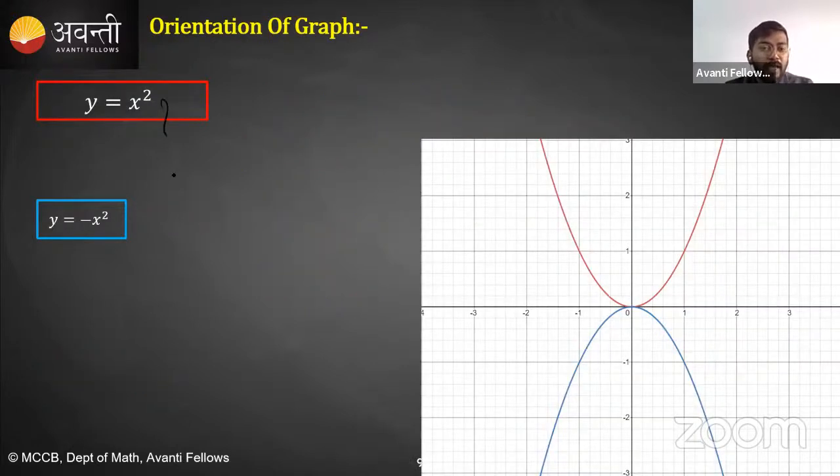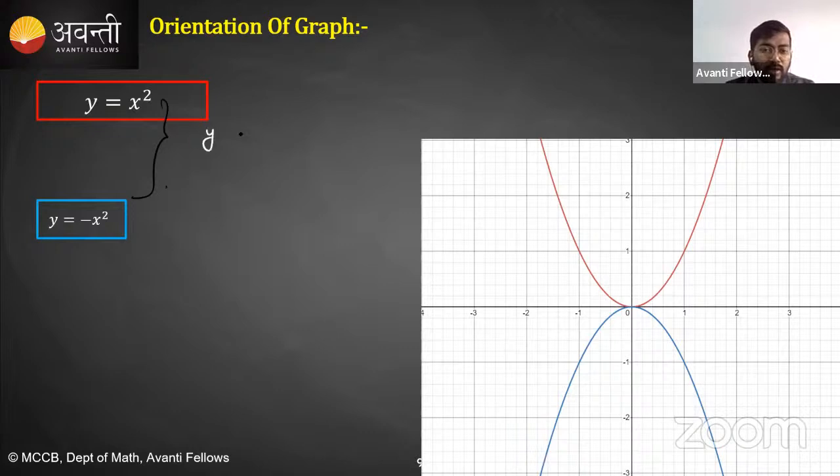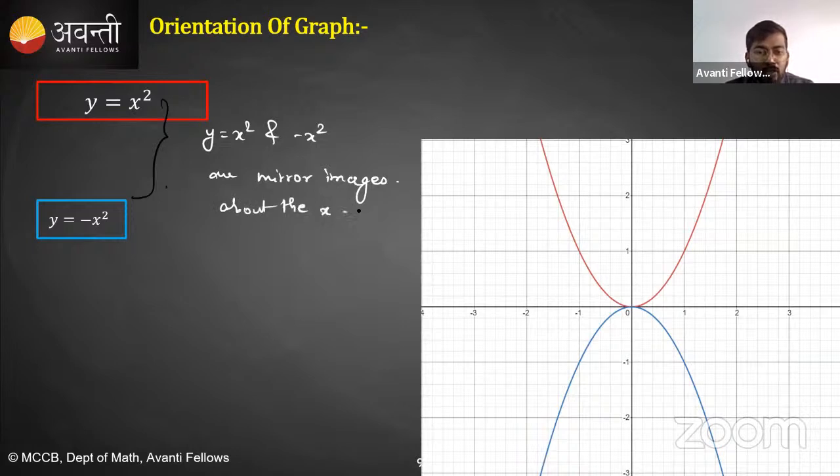Now y equals x square and y equals minus x square are mirror images about the x axis, right? As you can see here.